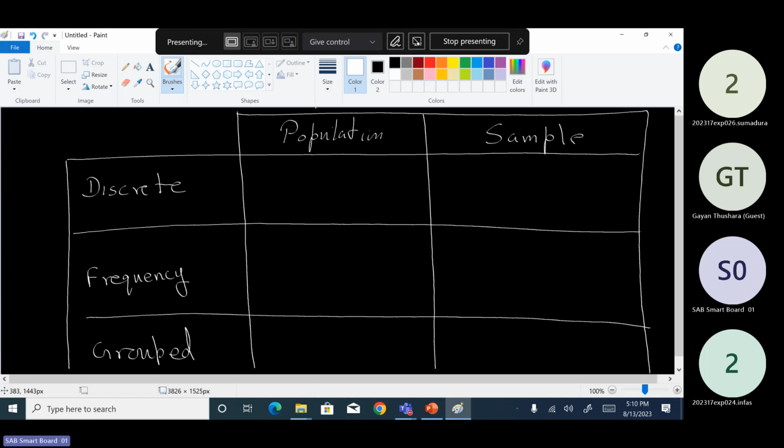So discrete, population discrete type. Population mean is mu equals sigma x over N. Okay, so this is that normal sigma notation, right? What you write like this, the sigma, I used to write like this. So this is the same sigma.